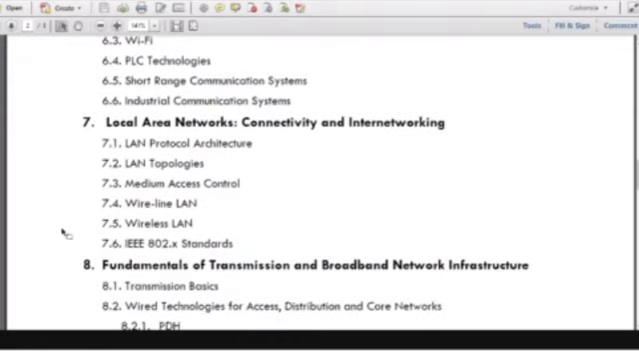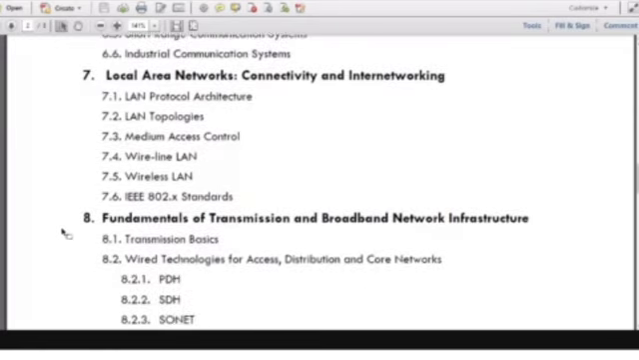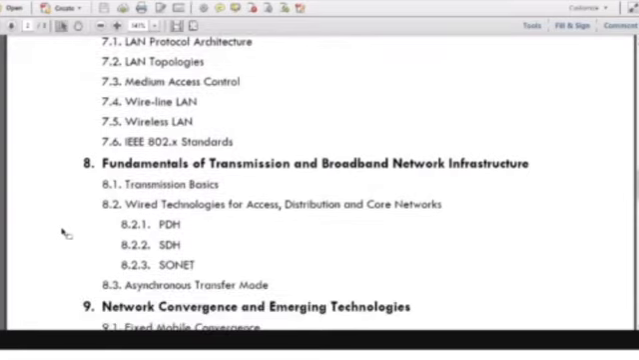So after we talk about this 7th lecture, we will have the fundamentals of transmit broadband network infrastructure, which we started earlier a little bit. But now we are going to have a mechanism of calculation of the amounts by the hierarchies.